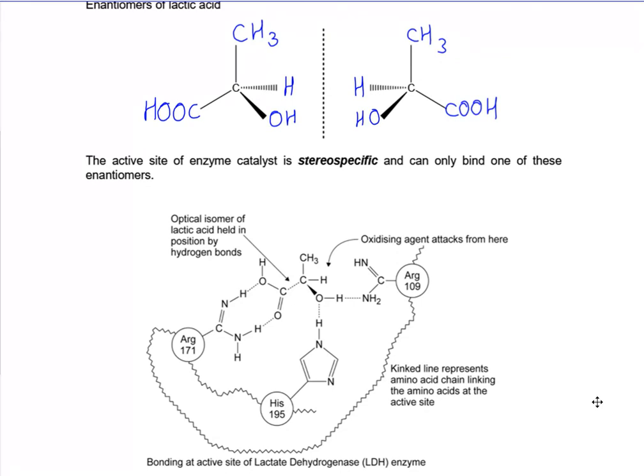Lactate dehydrogenase is stereospecific, and the active site can only bind one of the 2 enantiomers. The diagram shows the side chains of the amino acids that interact with the substrate, and you can see that the substrate is held in place by hydrogen bonds from 3 different amino acids. The other enantiomer of the substrate would not have the OH and COOH groups in the correct position to form hydrogen bonds with the amino acid side chains of the protein.